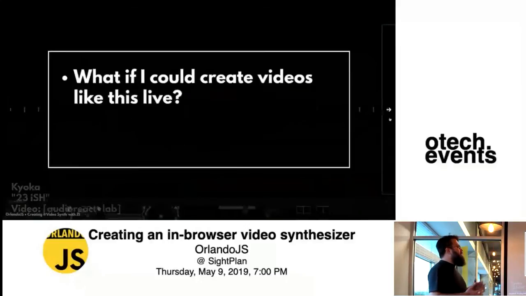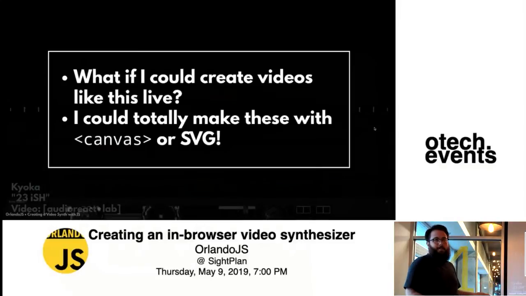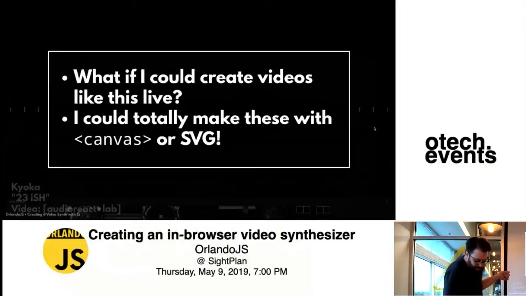So what I was thinking is, this is digital, so it's in the JavaScript web browser realm. Could I create videos like this, but create them live as I was performing music? You saw that was just a bunch of squares, and making squares is the first thing you always do when you start a Canvas tutorial on the web. You call draw rect and you get a square. So I could make this with Canvas or SVG elements.